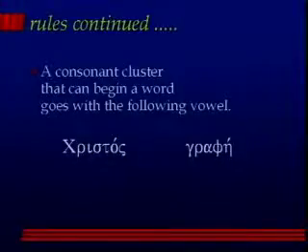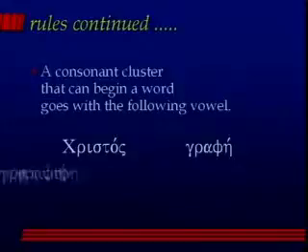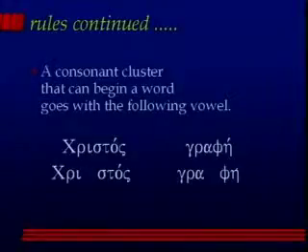Looking at this, notice we have the word for Christos as well as graphe. All right, if you've got a consonant cluster that can begin a word, it goes with the following vowel. The kappa and the rho, taking on that first vowel, making the first syllable. Christos. Graphe, once again, the gamma and the rho coming together to make one sound, coupled with that vowel following it, one syllable here. Graphe. Okay?